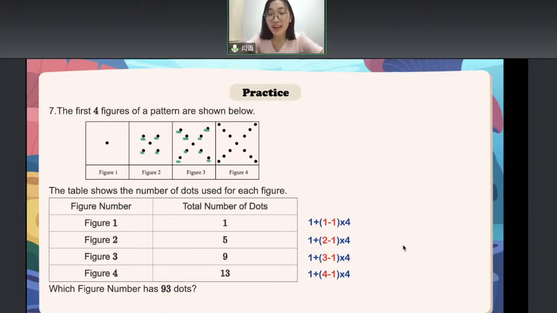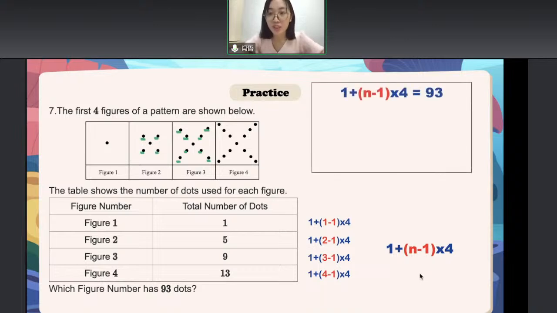When it comes to figure n, how many dots do we need? Yes, we need 1 plus n minus 1. Okay, don't forget the brackets here and then times 4. Now the question again. How to solve 1 plus bracket n minus 1 bracket times 4 equals to 93? What should we do? You just take this complicated part as a group, right?